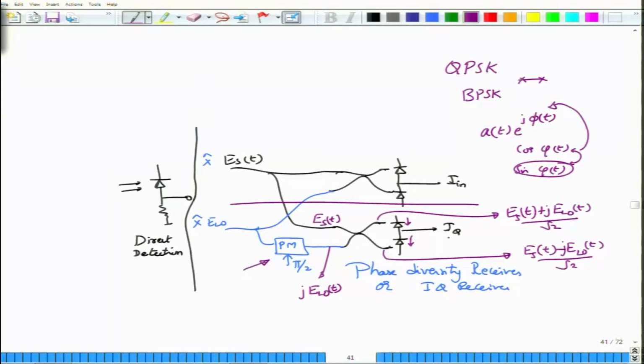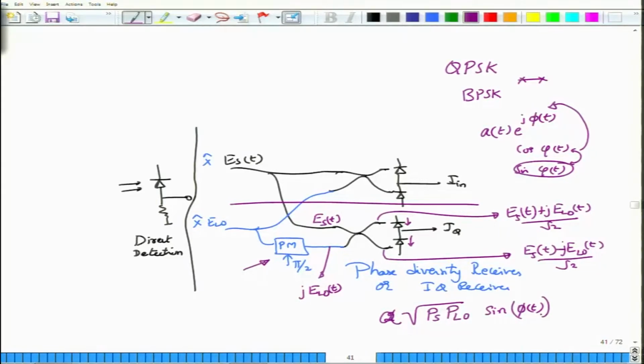When you take the difference between the two, you will see that the output will be something like root PS. There may or may not be a 2, because you have to mind the half factor. So, I will simply write this as proportional to root of PS PLO, whose amplitudes I am again assuming to be constant, and now I will have sin of phi of t.